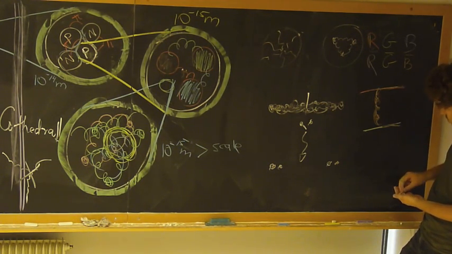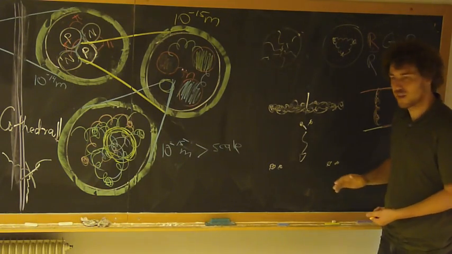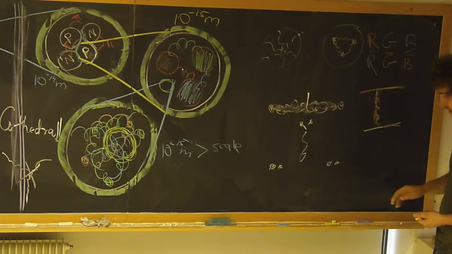So at some point, I'm screwing up a bit with the colors, doesn't really matter. Okay, so the point is the gluon itself is colored.